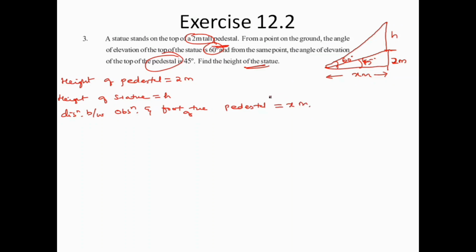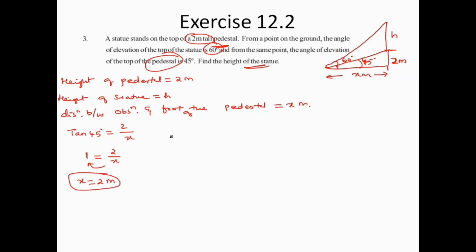So from this diagram I have two different observations. One is tan 45 degrees equals 2 by x. The value of tan 45 is 1. So I'm shifting this number to the other side. So x is equal to 2 meters as your required answer.